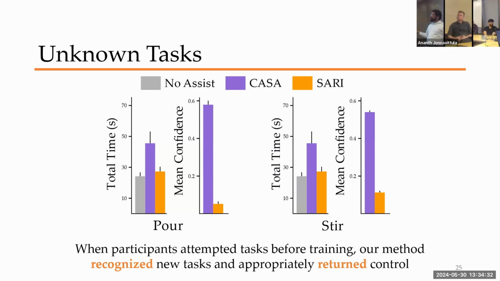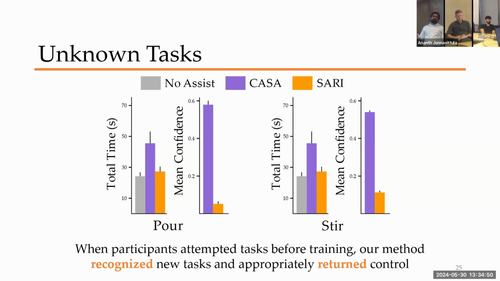So here we baseline against two pretty much state-of-the-art baselines. The first is no assist, wherein there's no autonomy involved at all. So this is basically the gold standard when it comes to unknown tasks. The human is just teleoperating the robot. There's no autonomy involved of any kind.